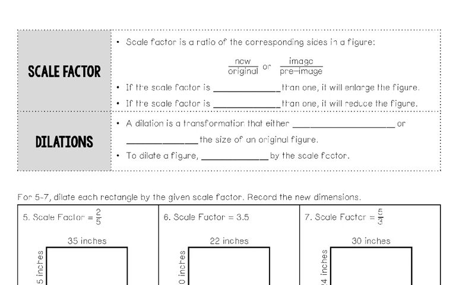It's always a ratio or a fraction of the corresponding sides of a figure, or matching sides of a figure. It's the new over the original, or new over old. You might also see this called the image over the pre-image. So help me fill in the blanks. If the scale factor is blank than 1, it will enlarge the figure. So you remember that if it's greater than 1, it will enlarge the figure. On the other hand, if the scale factor is less than 1, it will reduce the figure.